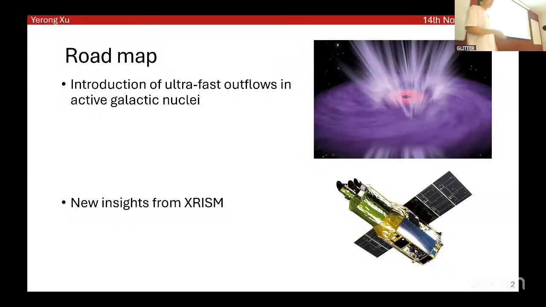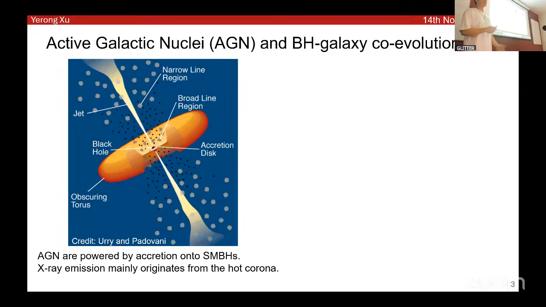My talk consists of 2 parts. First of all, I will give an overview of the ultra-fast outflows in active galactic nuclei, and then I will report some insights into ultra-fast outflows brought by the recently launched X-ray mission XRISM. So let's start from the very basic knowledge. I think most of you are already very familiar. Let me start from this point.